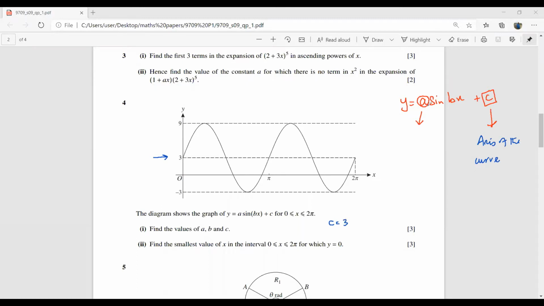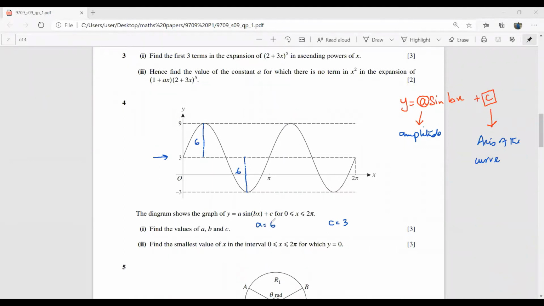The next thing is this a, that is the amplitude of this function. Amplitude is basically the distance between the axis and the maximum, or the axis and the minimum. You can see that is 6 over here, so this a is going to be 6.